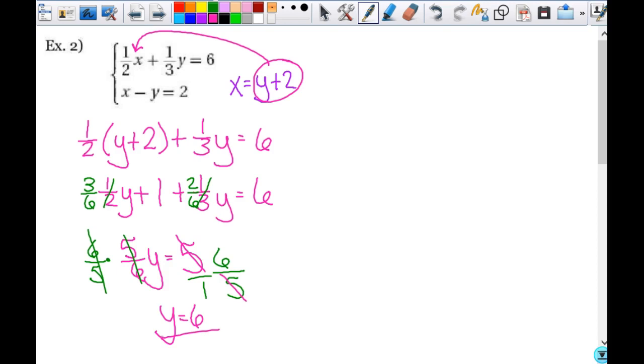All right, so then I take that and I'm going to plug it in to y right there. So I'm going to get that x equals 6 plus 2. I know you know 6 plus 2 is 8, but again, it's a process. That could be a point on an AP exam. I know it sounds ridiculous, but it's the truth.